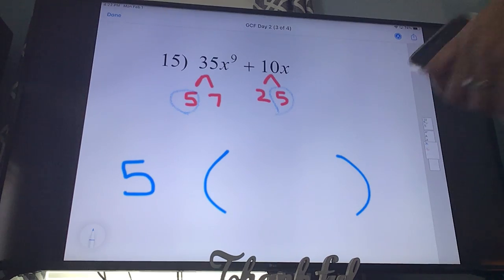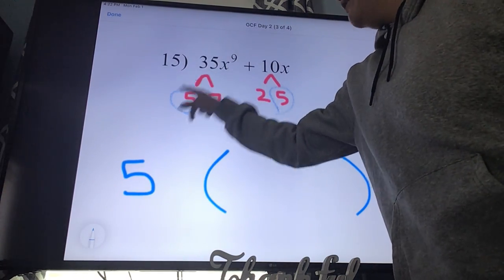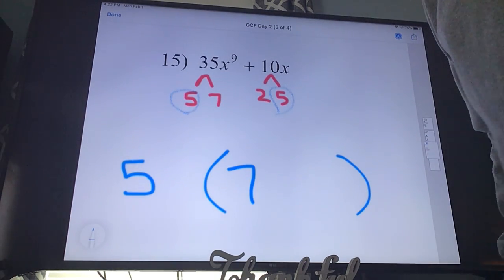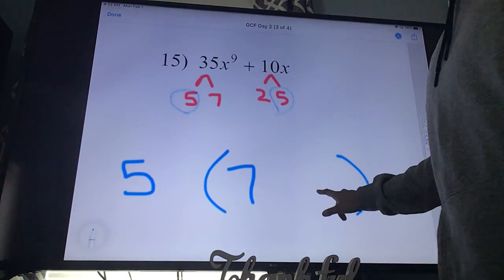Okay, so we're going to say 35 divided by 5, and you can just do that on your calculator. 35 divided by 5 is going to give me a 7. And 10 divided by 5 is going to give me a 2.